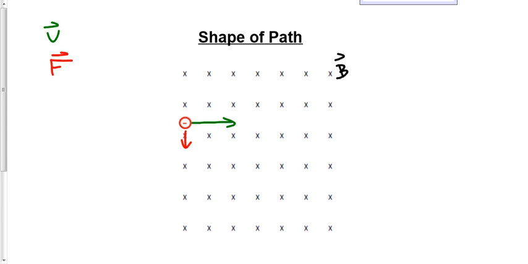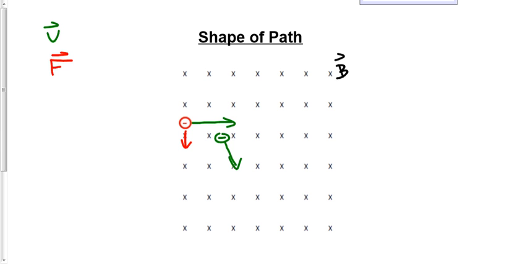Well, what happens to this particle as a result of a downward force when it was originally moving to the right? Where's it going to go? Don't tell me the shape of the path. Just tell me ballpark. Where's it going to go? Yep. It's going to go down and to the right. So this particle, the next time we look at it, is going to be over here.